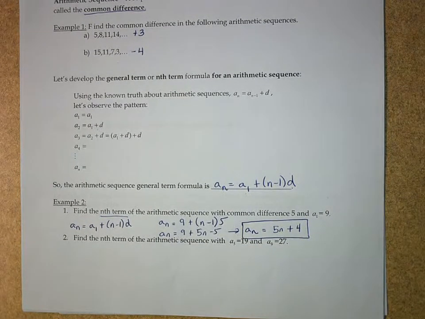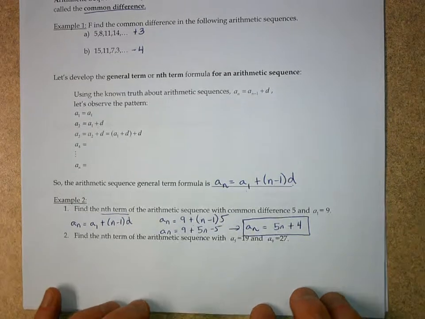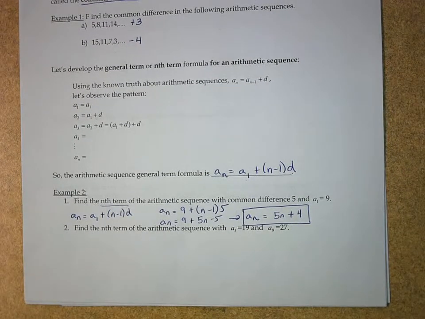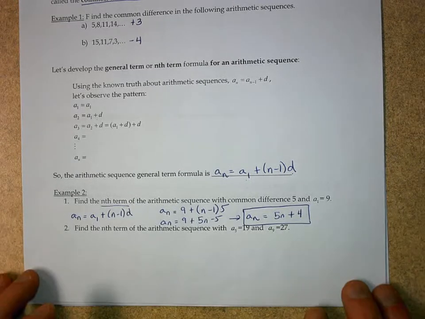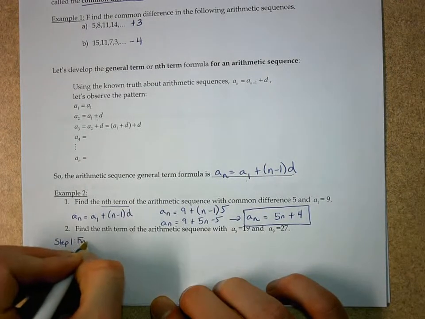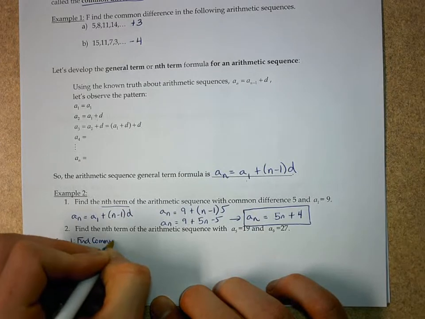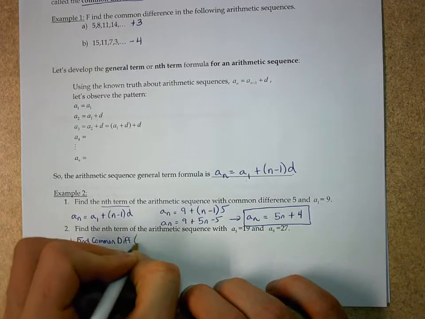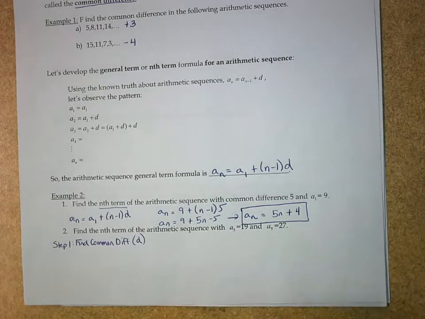In the second example, we want to find the nth term of the arithmetic sequence, but this time we're given 2 values of the sequence. We're not given the common difference, and we're not given the starting value. So we want to come up with our starting value and our common difference. The way we go about doing that is we find those 2 pieces and then plug them into the general form. First of all, step 1 is let's find our common difference, which is d.